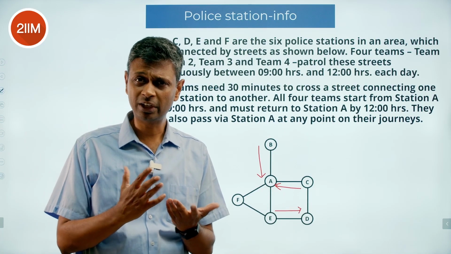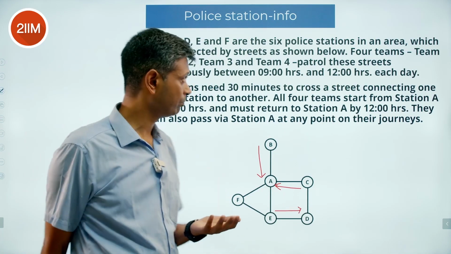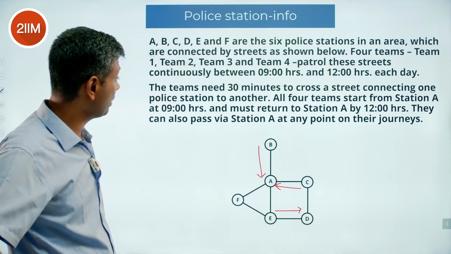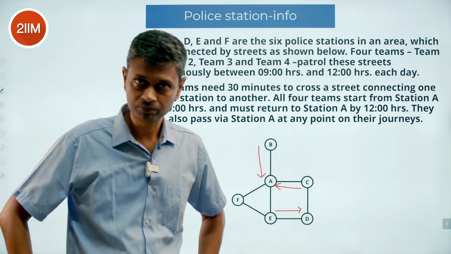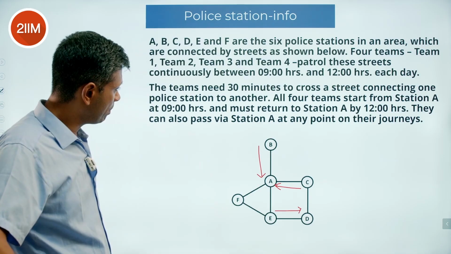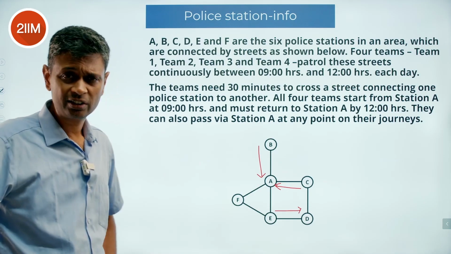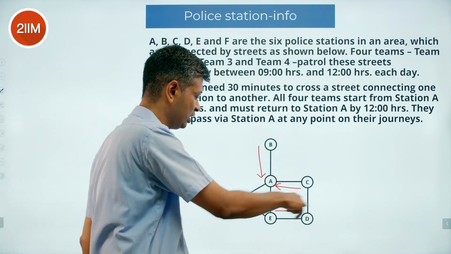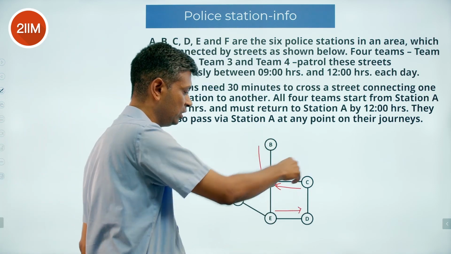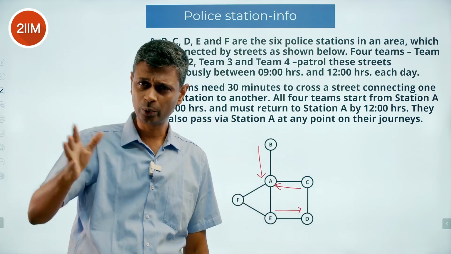The streets are bi-directional. It is not being told anything about that. A to B, B to A, both are possible. All 4 teams start from A at 9 o'clock. They must return to station A by 12 o'clock. They can also pass via station A at any point on their journeys. Yeah, assuming. Otherwise, you go to B and then you park there. So it's like A, C, D, E, F, A, B, A, C, some circle like this, they're all doing.